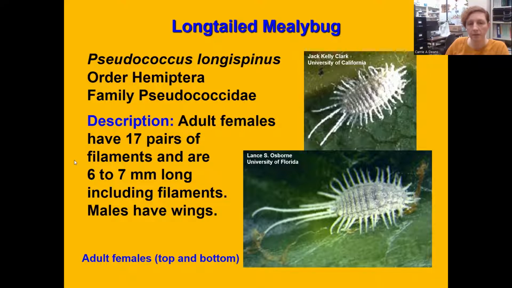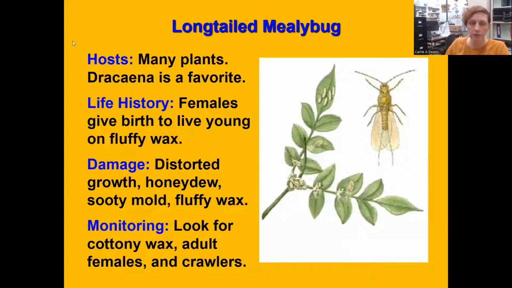You can see here, adult females have 17 pairs of these filaments. Males are, again, small and winged. Long-tailed mealybugs have many different plant hosts. Females give birth to live young on the fluffy wax that they produce. Again, damage is going to be distorted growth because they're phloem feeders, honeydew, and accumulation of this fluffy wax-like substance.